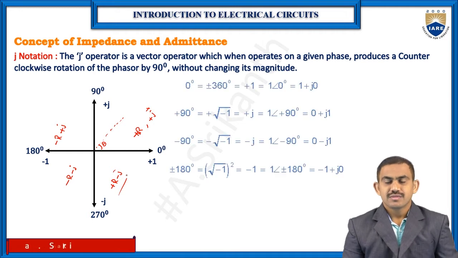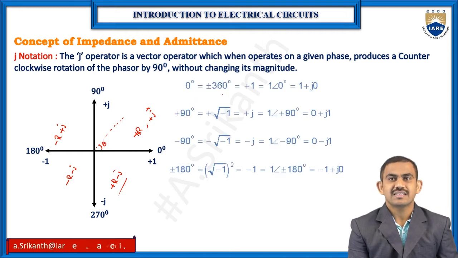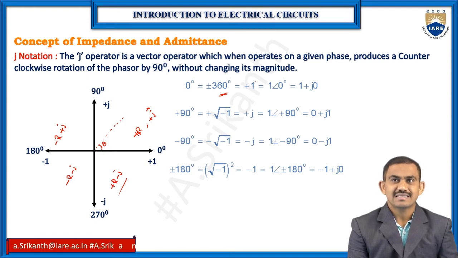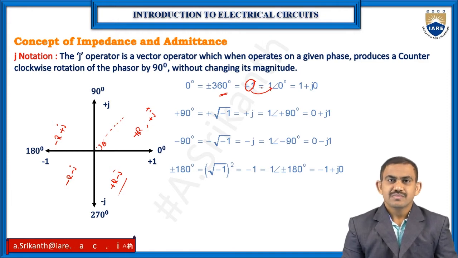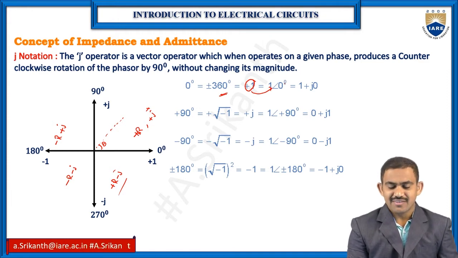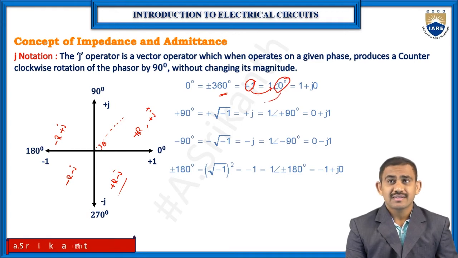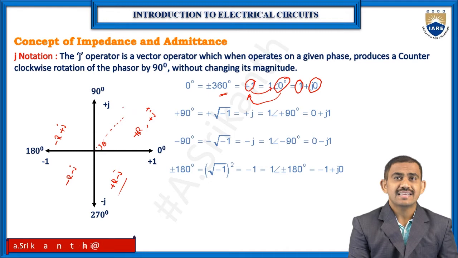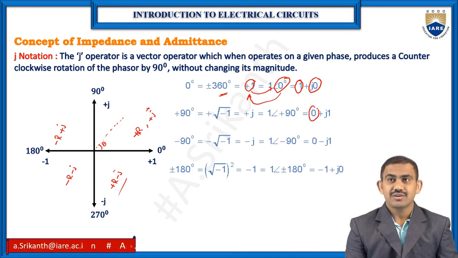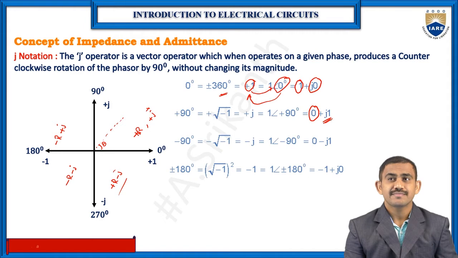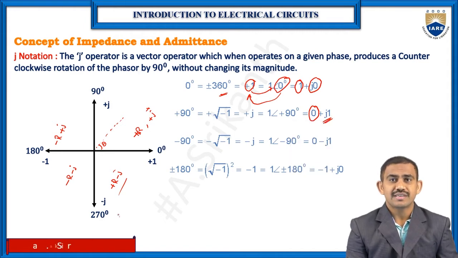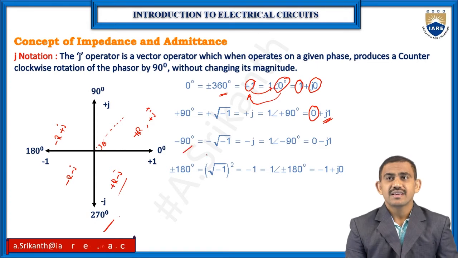Just observe now. So here I have 0 or 360. So we have only plus 1. Plus 1 means if we convert it into polar form, we get 1 with angle 0. So the angle is 0 when we have the value 1. And coming to 90 degrees, your real value is 0 and the imaginary value is plus j. And coming to 270, that means minus 90, your imaginary value is minus j.